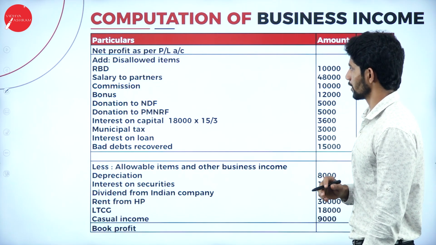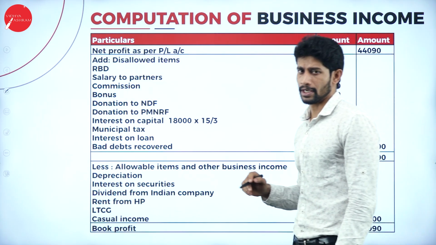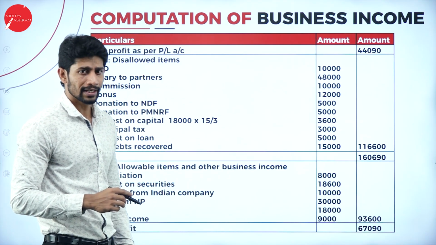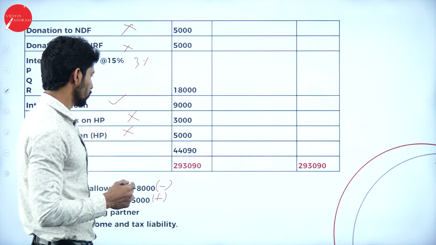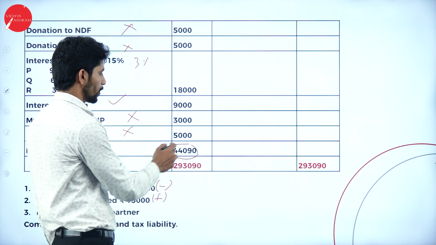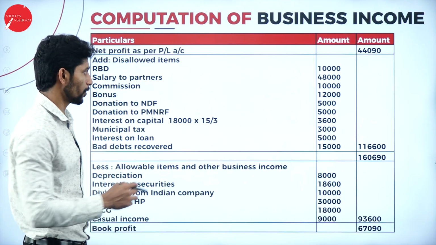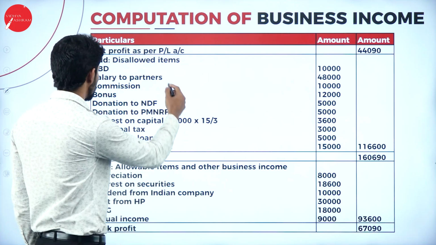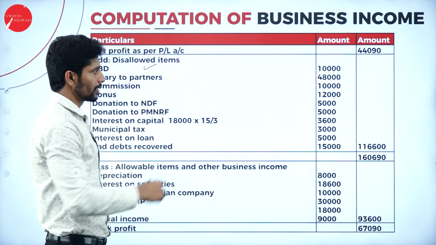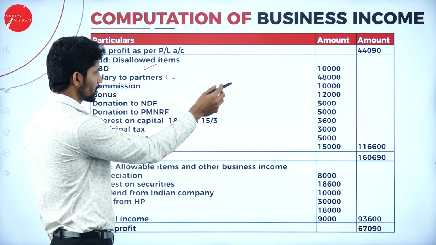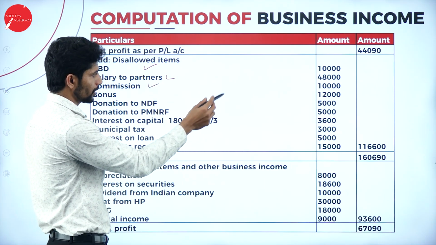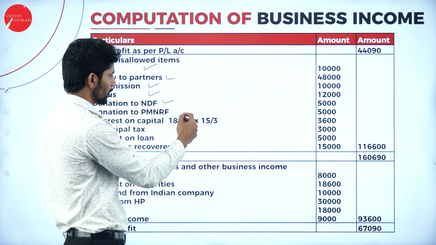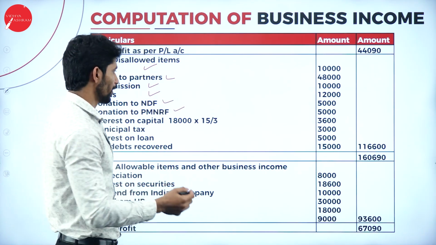Computation of business income. Net profit as per P&L account. So what is the net profit as per P&L account? Rupees 44,090. So here in the problem you can see the net profit 44,090. Add disallowed items. In that, first one, reserve for bad debts 10,000, salary to partners 48,000, commission 10,000, bonus 12,000, donation to NDF 5,000, donation to PMNRF 5,000.